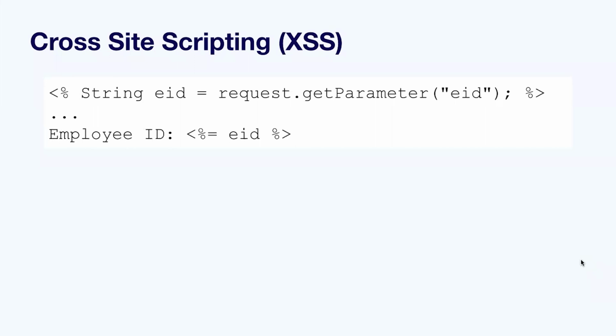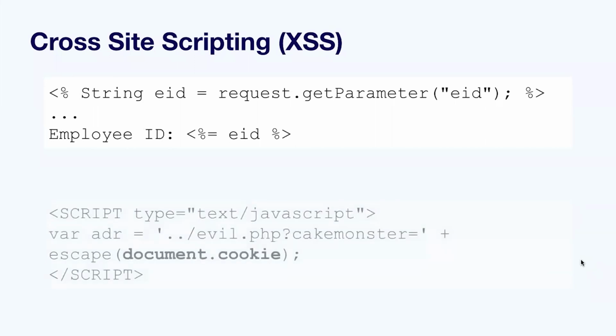So if an attacker was able to inject some JavaScript into the page like this, then they'd be able to siphon off session cookies, which then allows them access to the victim's authenticated session, and that's how they can perform actions as if they were that particular user.